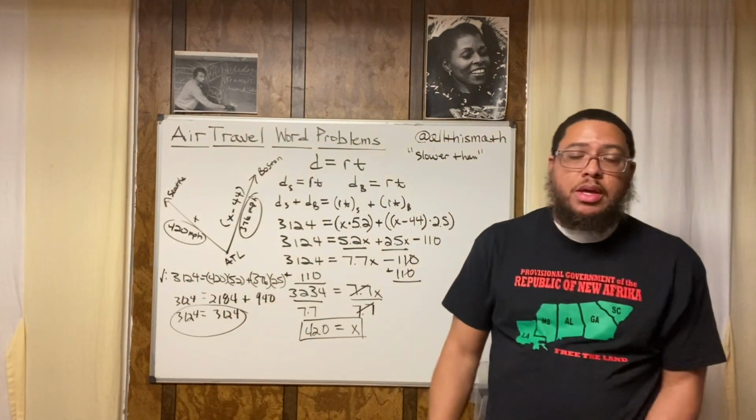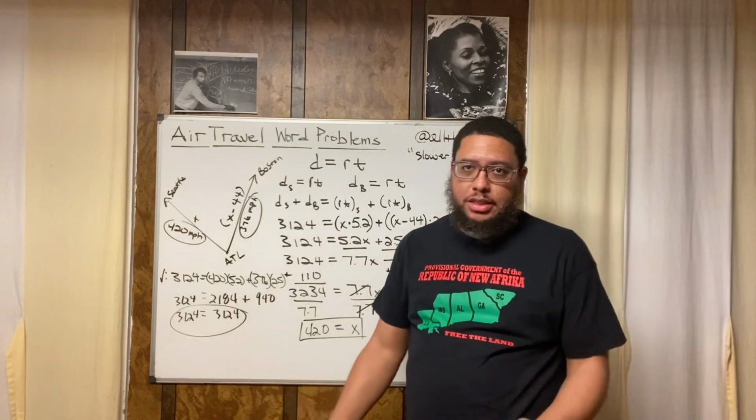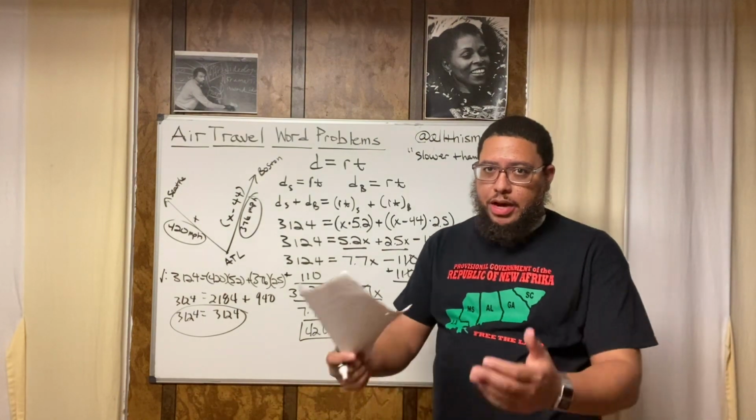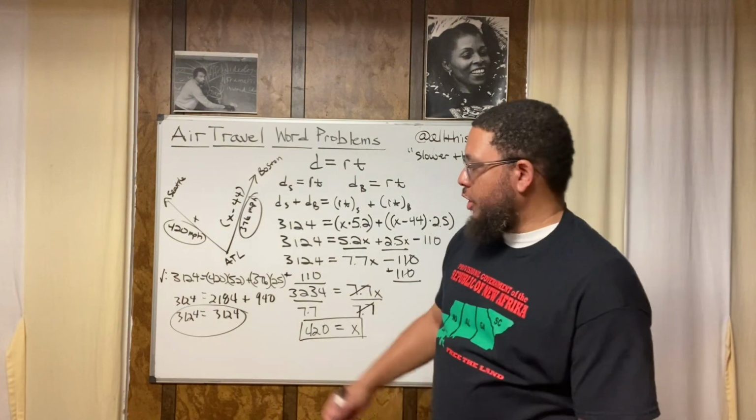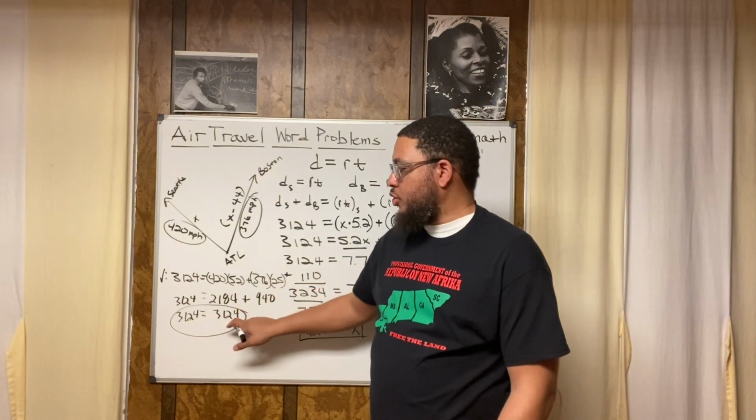That's what math is about. That's another aspect of math that our ancestors in ancient Kemet talked about, and the other African ancestors talked about: that the purpose of math is to find the truth. We want to find the truth. We use math to find the truth. So therefore, this is a true statement. 3,124 is the same as 3,124.